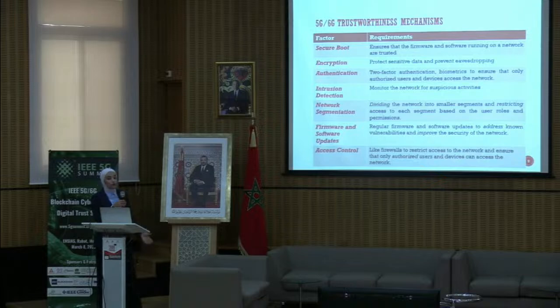The authentication, two-factor authentication can confirm and can guarantee the trustworthy over the network, applying intrusion detection systems. And nowadays we have these intrusion detection systems by having the artificial intelligence, and everything can be done automatically. Network segmentation, so by cutting the network or distributing the network into slices or into segments, of course we can restrict the access to these segments and minimize the vulnerabilities over the network.